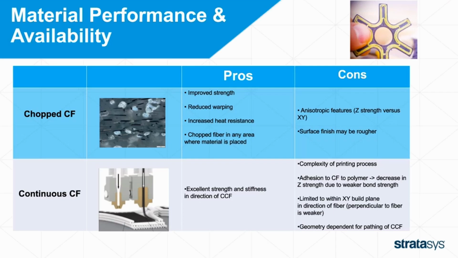So this is something that you should consider as you're buying a composite 3D printer, is what kind of carbon fiber you're going to have in there. At Stratasys, we currently just have the chopped carbon fiber, but some of our competitors do have the continuous carbon fiber.